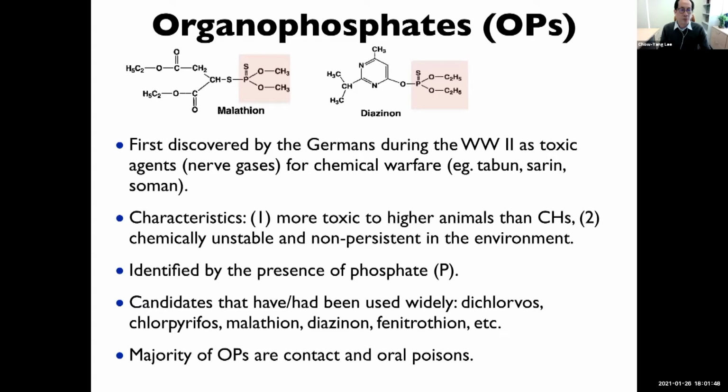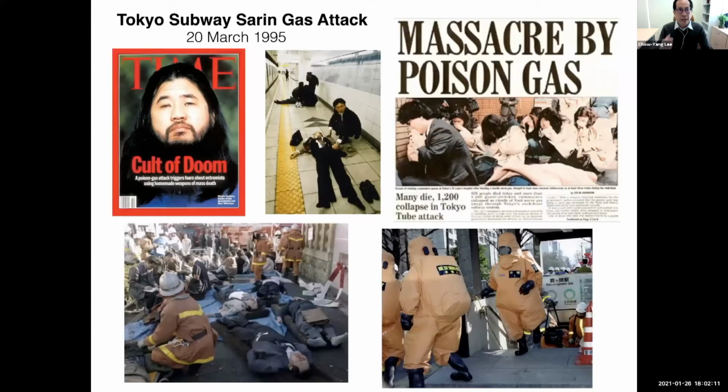You can identify OP with the presence of a phosphate group, and the candidates that have been widely used include dichlorvos, malathion, as many are familiar with, chlorpyrifos, diazinon, etc. The majority of the OPs are contact and also oral poisons. This is one incident that happened in Tokyo back in '95, where a cult group launched a sarin gas attack, and quite a number of people were killed, and more than 1,000 people collapsed in the Tokyo subways.